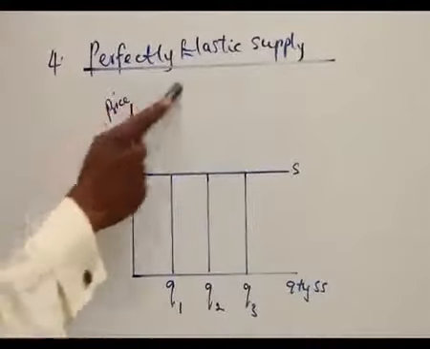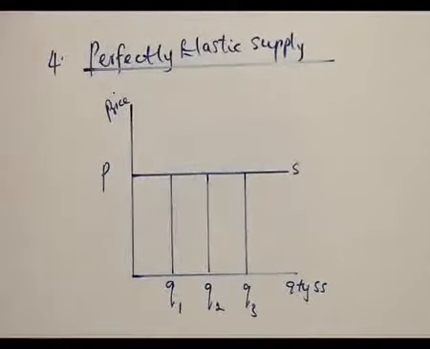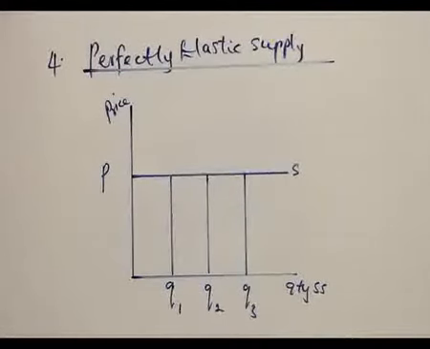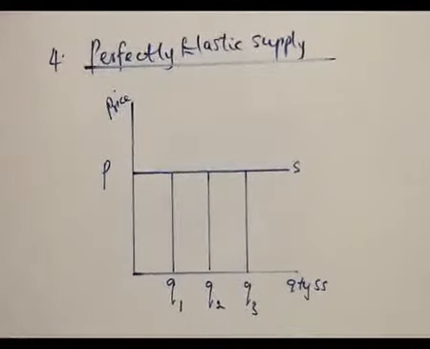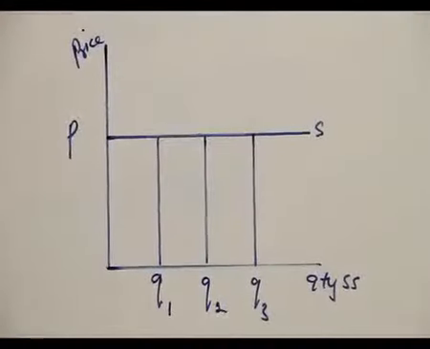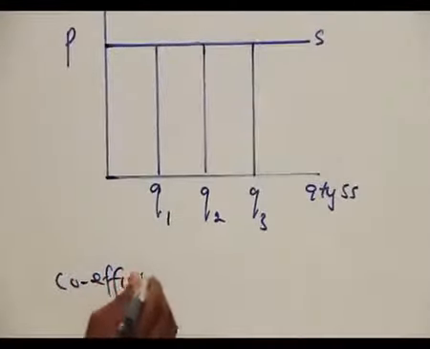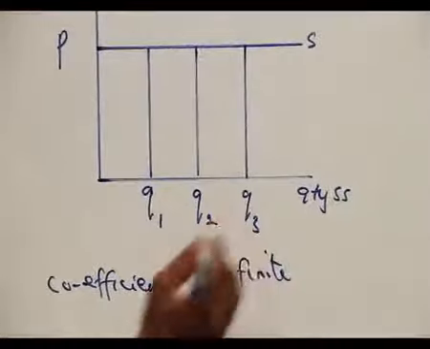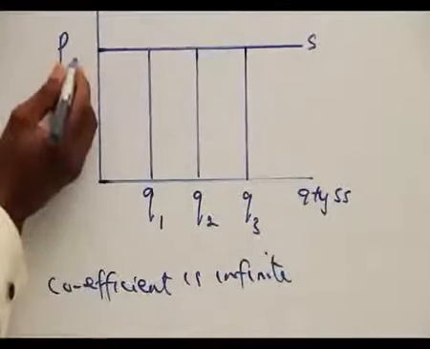Number 4, perfectly elastic supply. Perfectly elastic supply implies a change in quantity supplied with constant price. That is, quantity supply is changing, but there is no change in price. Here, there is no calculation. So, we call the coefficient infinite. This coefficient is infinite. So there is a change in quantity supply, but the price is constant.